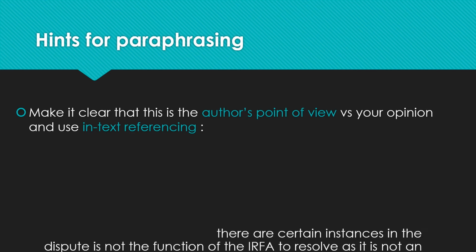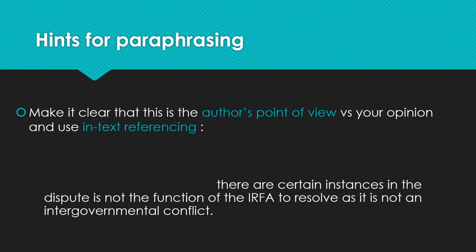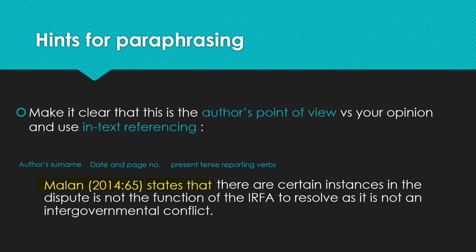Finally, you need to make it clear that this is the opinion of another author and not yourself. So add an in-text reference right there. You need to use the author's surname followed by the year of publication and the page number. Put this in brackets after the author's surname. Now, use a present tense reporting verb to introduce the author's point or idea. For example, I've used states here, but you could use reporting verbs such as argues, claims, explains, proposes. Remember to use a variety of reporting verbs and don't get stuck using states all the time.